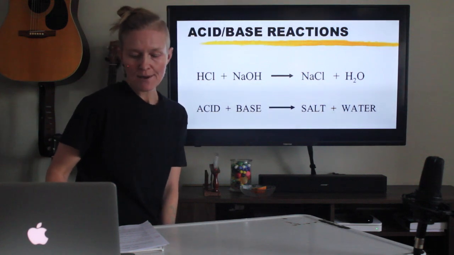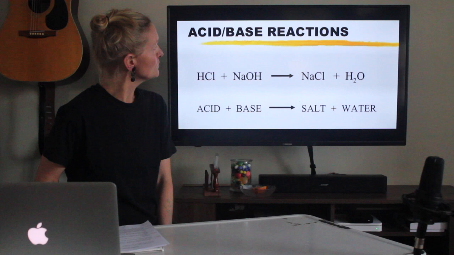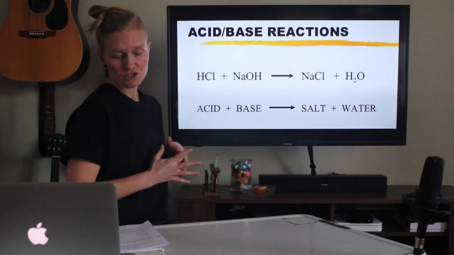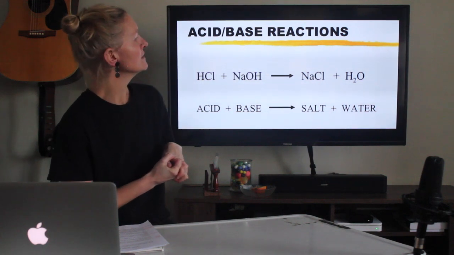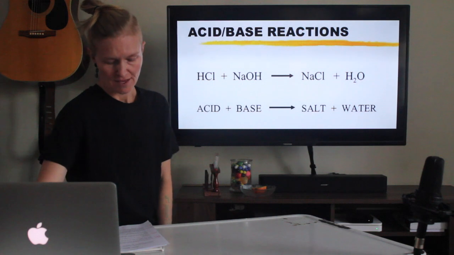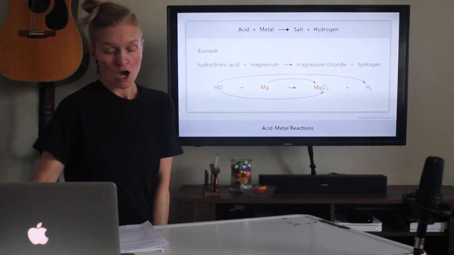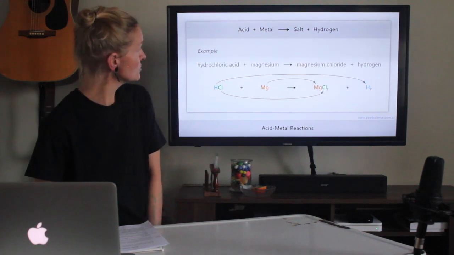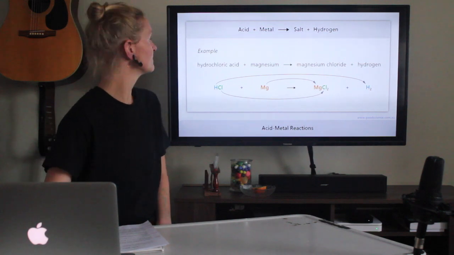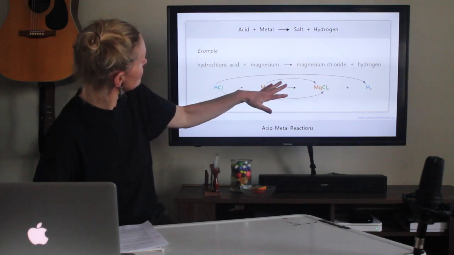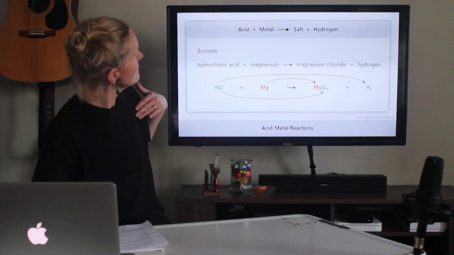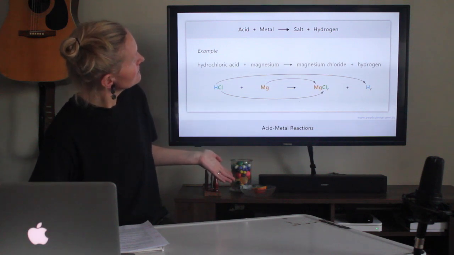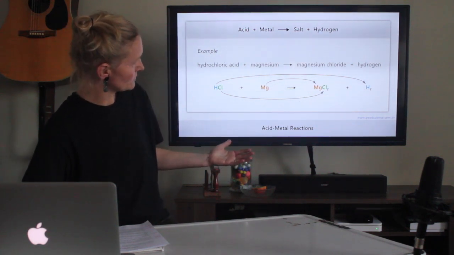Again, talking about the chemical properties, an acid will react with the base in a neutralization reaction to form a salt and water. Acids will also react with metals, corroding them and eating away at them to form a salt and hydrogen gas. You can see in this example, we have hydrochloric acid reacting with magnesium to form magnesium chloride, a type of salt, and hydrogen gas.